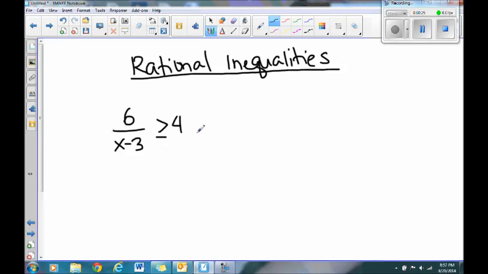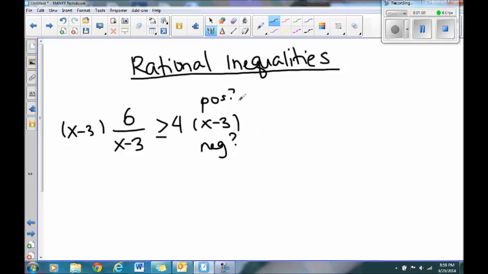Now when we were back in section 1.1, I guess it was, and we were solving equations, if this were an equal sign instead of greater than or equal to, the first thing we would want to do would be to clear those fractions by multiplying both sides by the denominator. Now while we treated the quadratic inequalities the same way as quadratic equations, we cannot do that here, because if I multiply both sides of this inequality by x minus 3, the next question I have to ask myself is, did I just multiply by a positive number? Or did I multiply by a negative number?